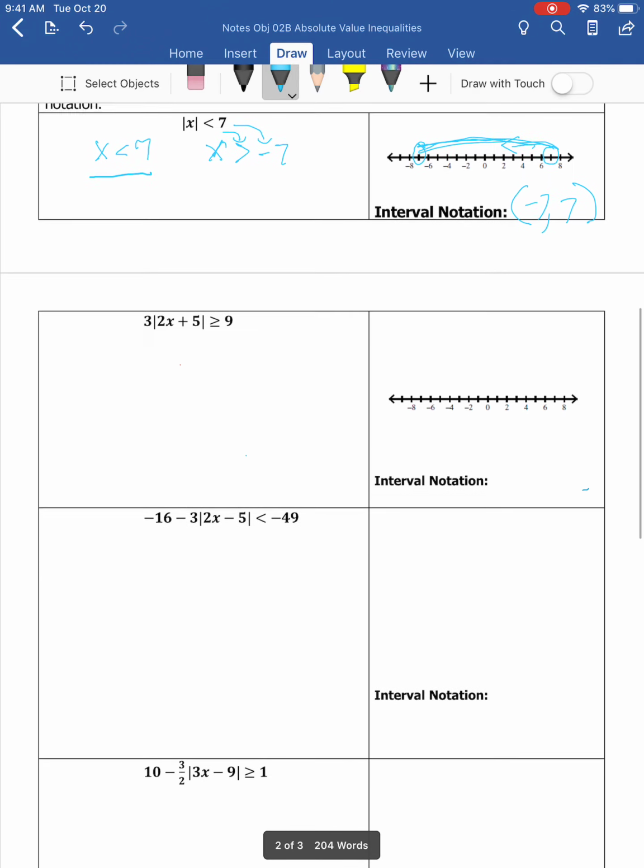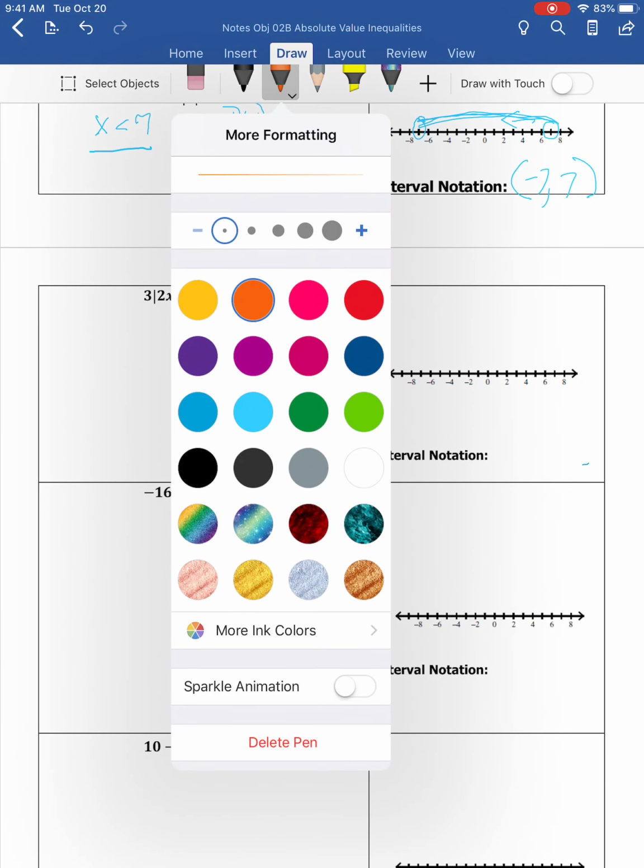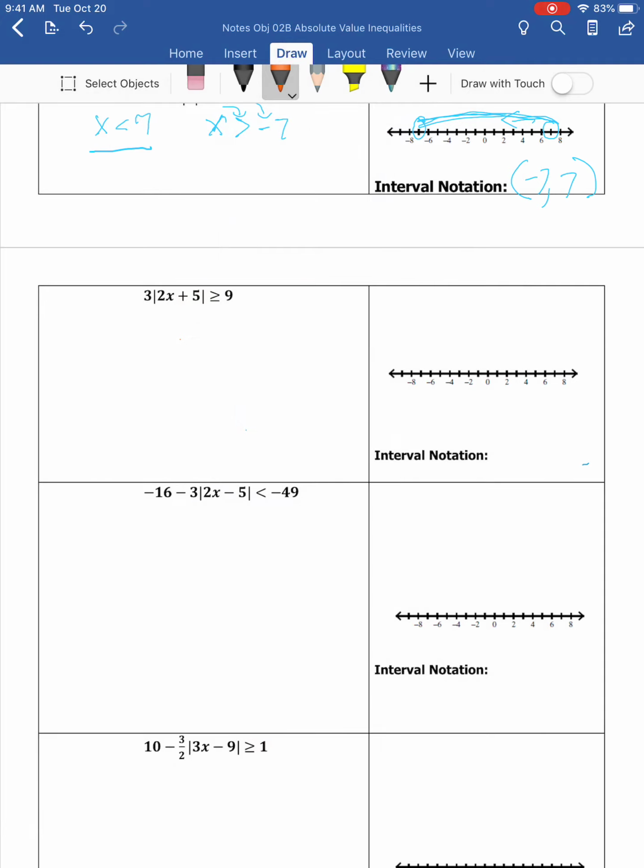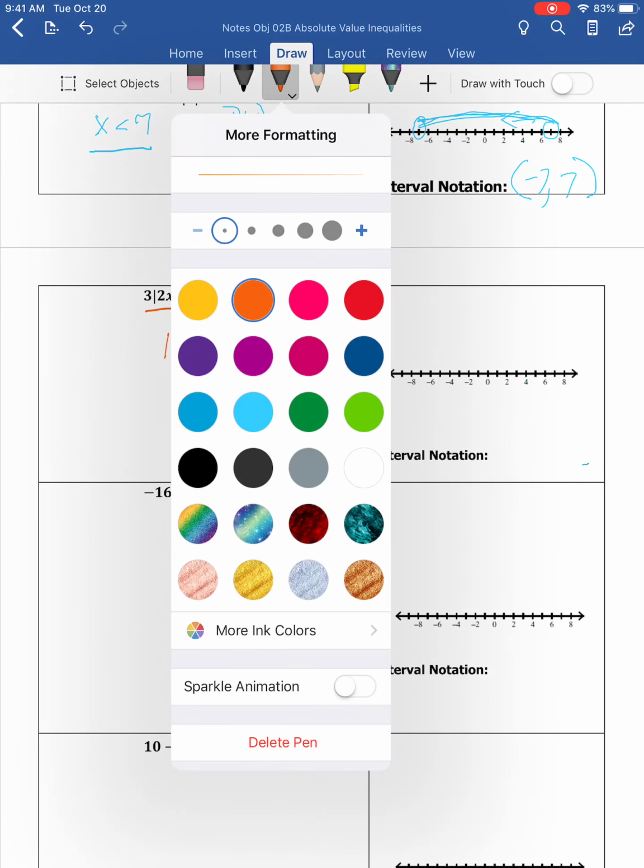So our next problem right here. So first thing I always do is I get my absolute value by itself. So for this, I'm going to divide each side by 3 first before I solve. So 2x plus 5 is greater than or equal to 3. Okay, so now I'm ready to solve this twice.